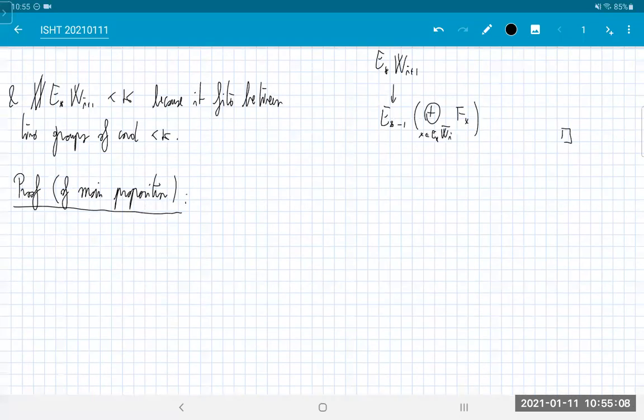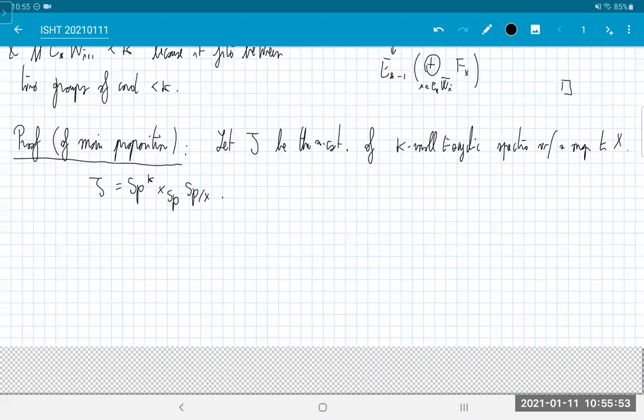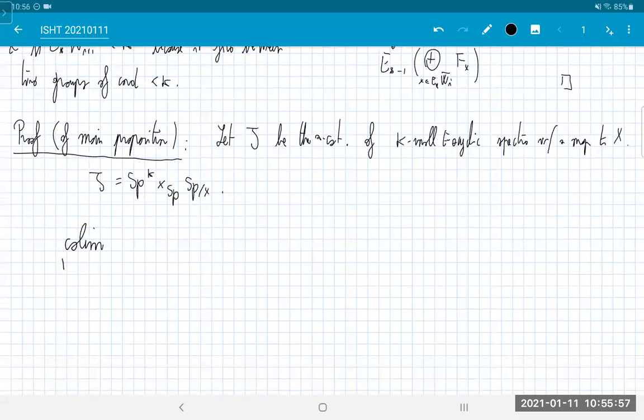Okay, and now finally, we can prove the main proposition and close the circle. And now the proof is identical to a proof you've already seen. So let J be the infinity category of kappa small acyclic spectra with a map to X. So J is a subcategory of V. It's actually equal to this fiber product of categories, if you want. Then we can take the colimit over W in J of W, and this has a map to X.